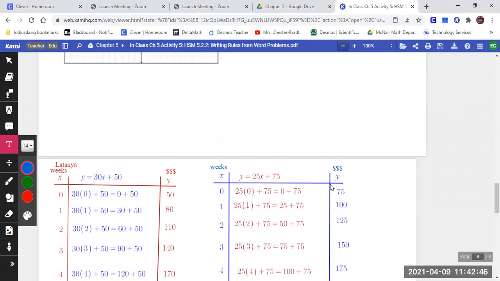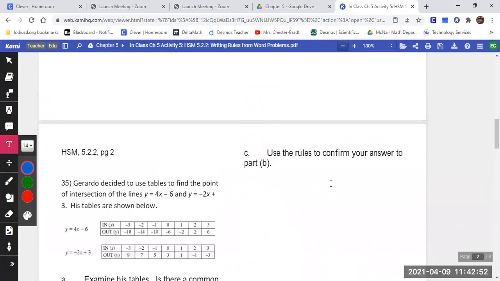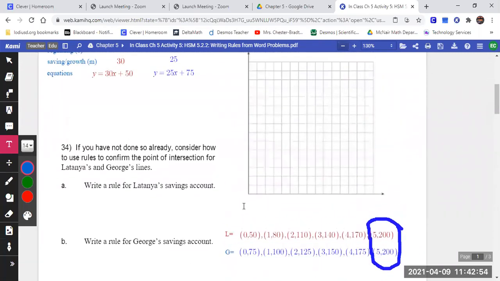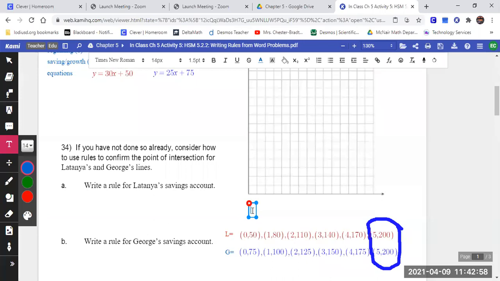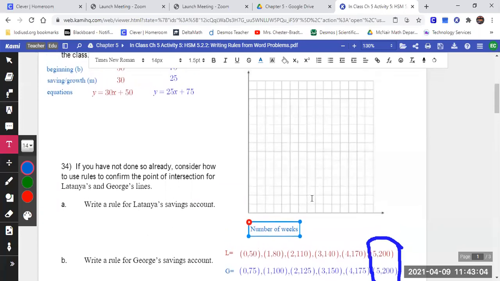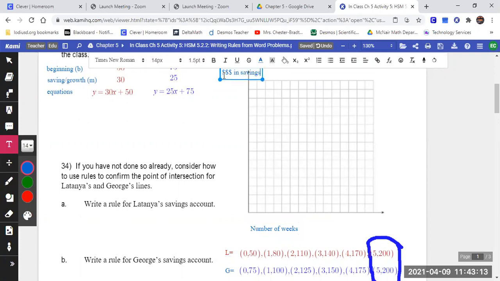That we just use symbols for. What is the money? Okay. So we have to go label the pieces of the graph. So this bottom is the number of weeks, right? And this up and down line is the money in savings, right?